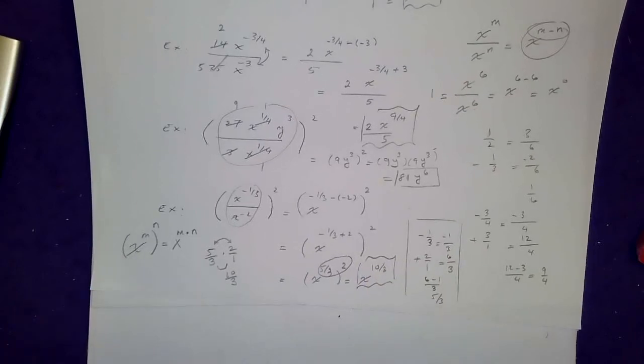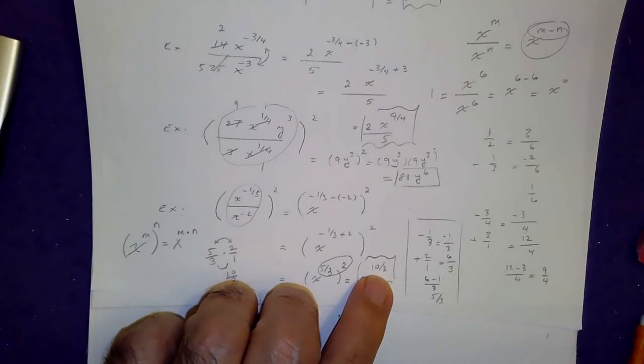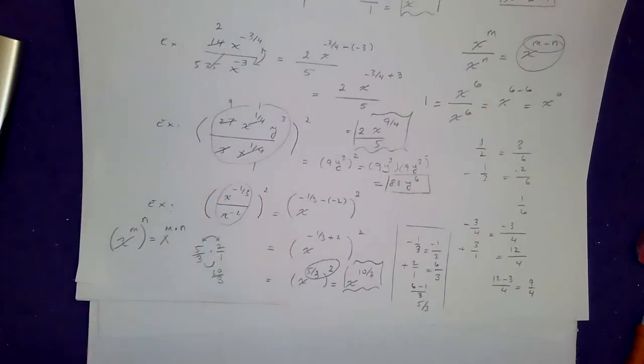How do I know it's the final answer? Because the power is what? Positive. And that's basically how you deal with rational exponents. Thank you.